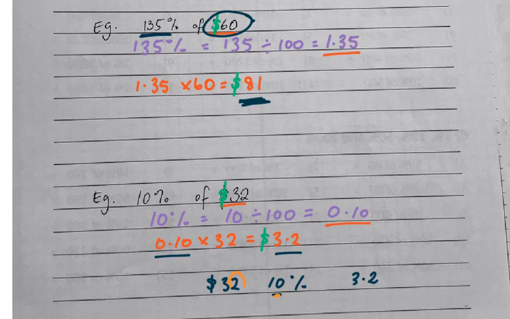So remember, the first step is to convert your percentages into decimals. You then multiply that decimal number by the amount that you're looking at finding the percentage of, and then you're going to include any units.